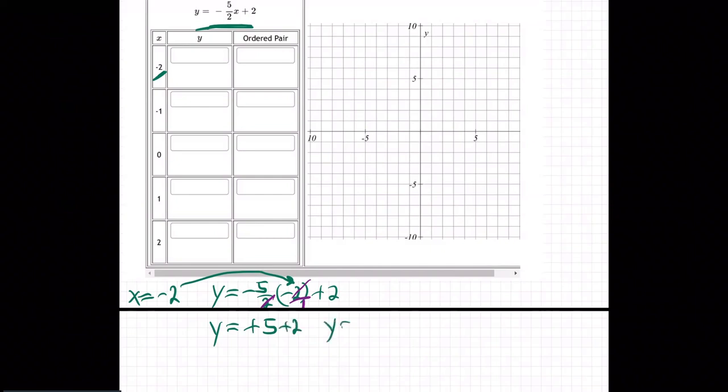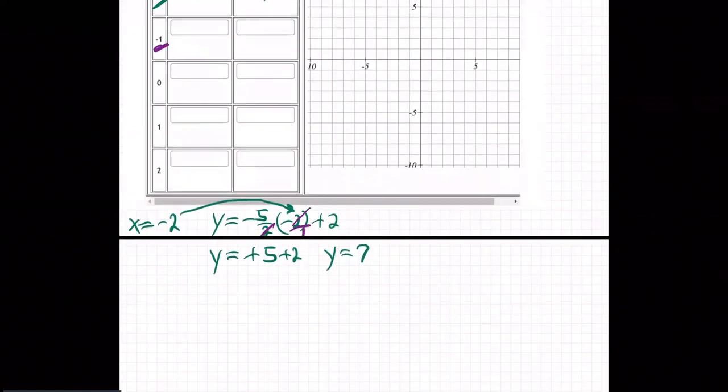Plus 2, and so y is 7. Look up there, y is 7. So that's the ordered pair, -2, 7. I plugged in x is -2 and y came out 7. Okay, let's go to the next one.